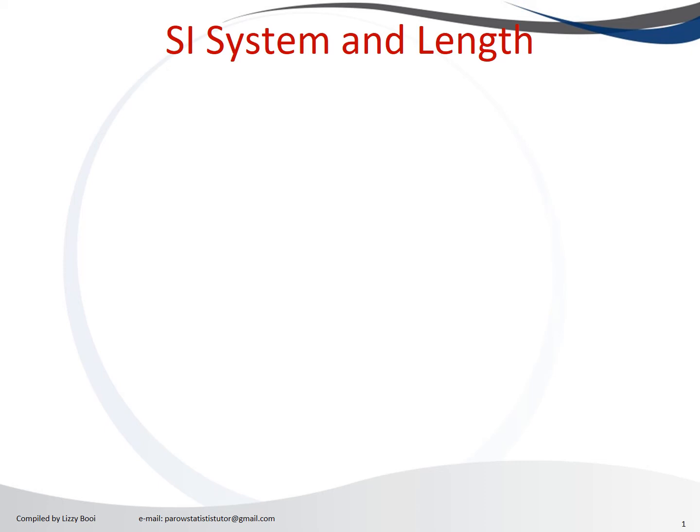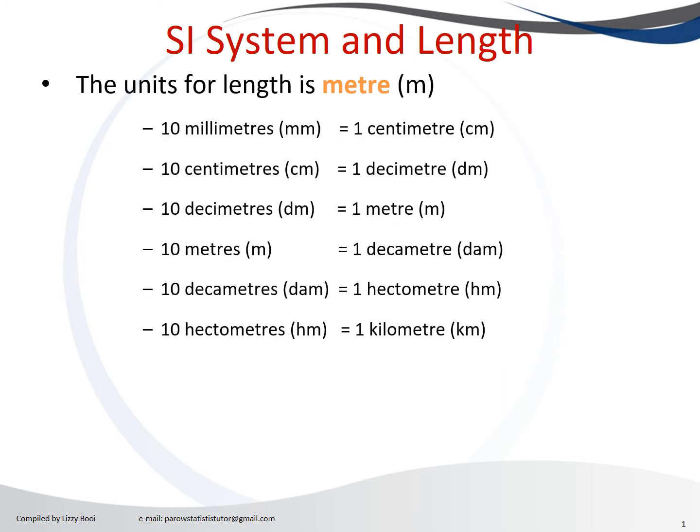Working with measurement, we need to remember the SI system or SI unit, which is a measurement unit that helps us to convert from one unit to the other. And we are always going to use the length of that object. And the unit for length is always in meters. So what is the SI unit? In your module, you need to always remember this by heart because it's not given to you.